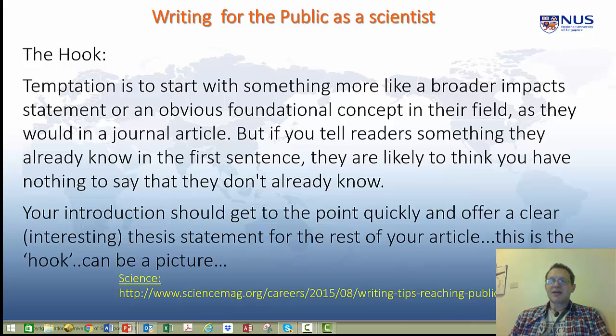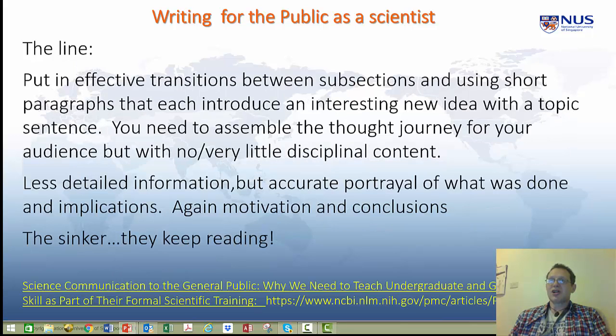Okay, that was the hook. It's hook, line and sinker. This is the line. And you've actually, you know this already. It's a journey. It's one step after the other.